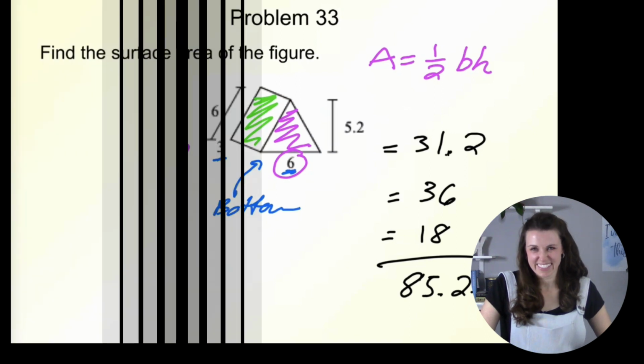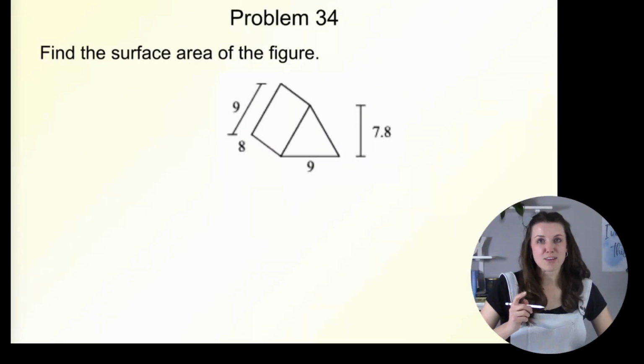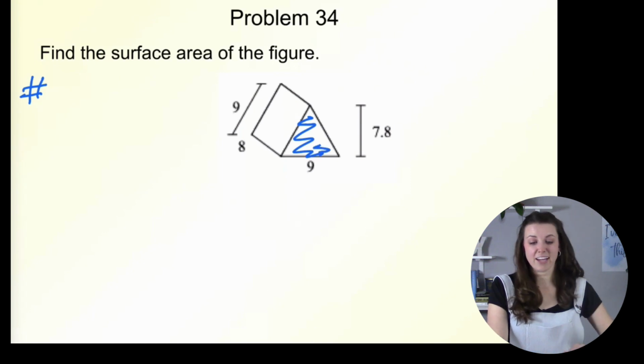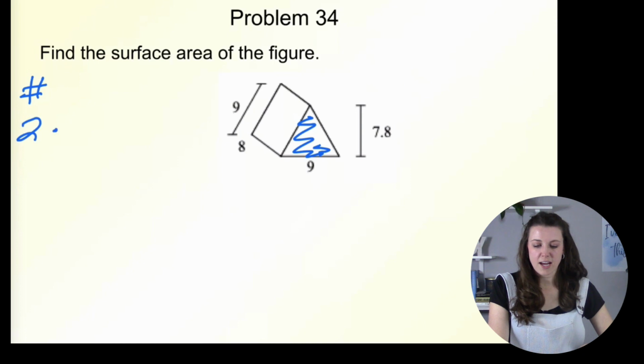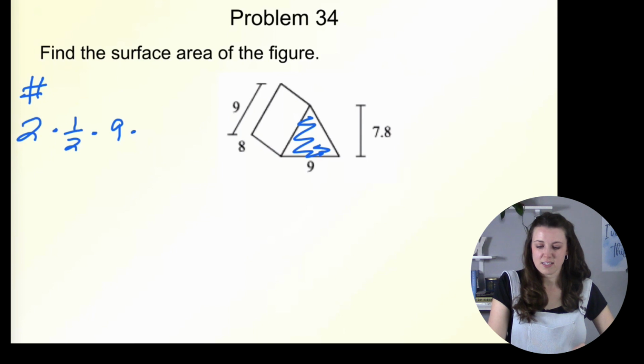We're going to do it again, just another practice, different numbers. So we'll start with here the numbers. Let's do the one in the front of the tent. And there's a front and the back, so there are 2 of those, times, remember we have that 1/2, because the area of a triangle is 1/2. So 1/2 base, which is the 9, times the height is 7.8.